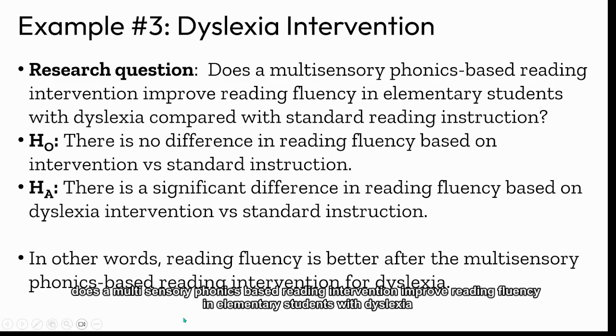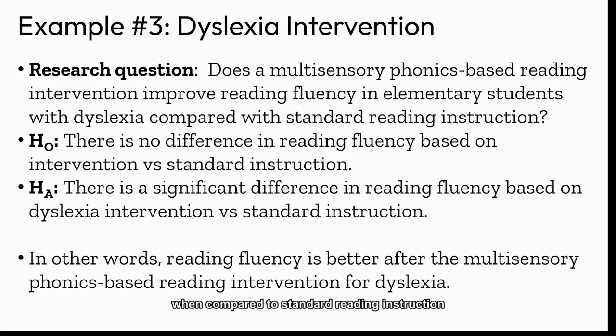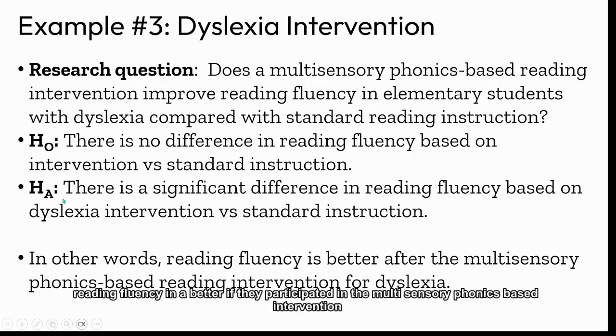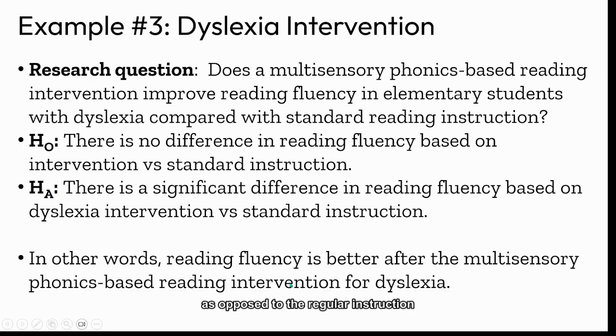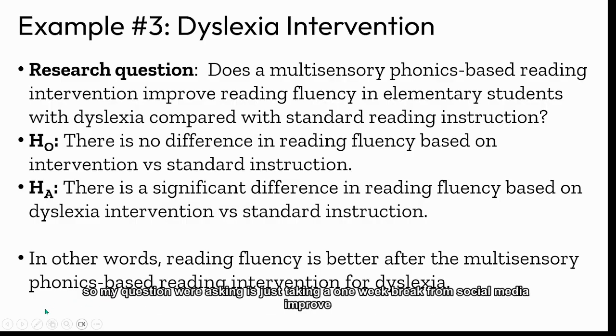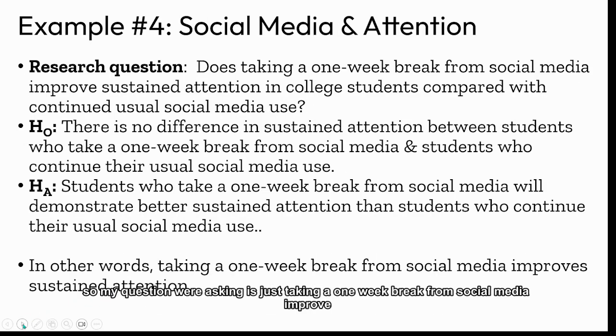My third example is about dyslexia. So my research question might say something like this: does a multisensory, phonics-based reading intervention improve reading fluency in elementary students with dyslexia when compared to standard reading instruction? So my null is going to say that there is no difference in reading fluency, and my alternative is going to say that there is a difference in reading fluency. So in other words, reading fluency is going to be better if they participated in the multisensory phonics-based intervention as opposed to the regular instruction.